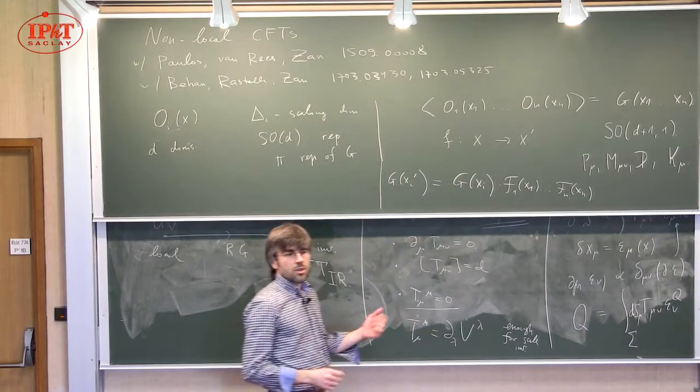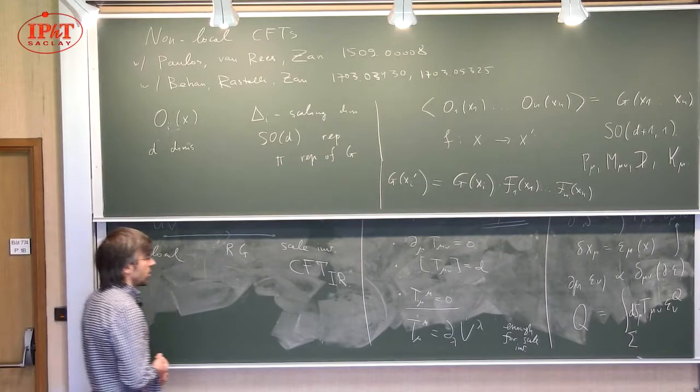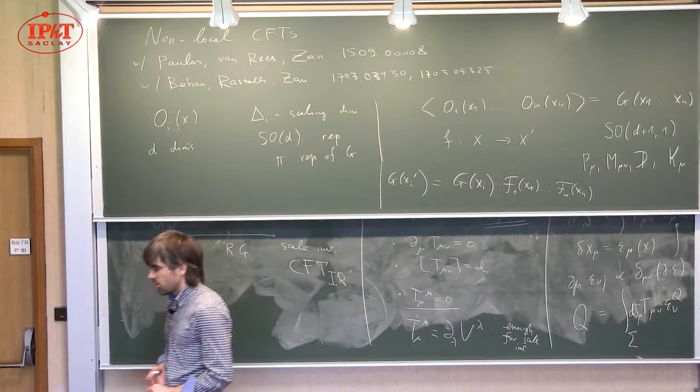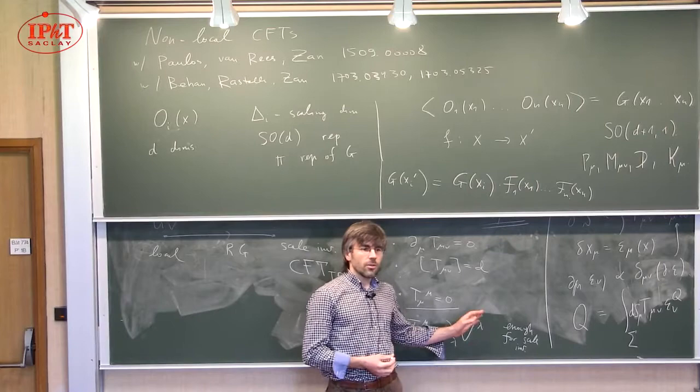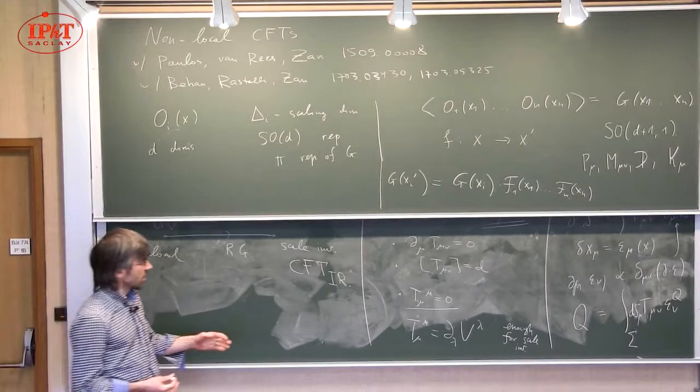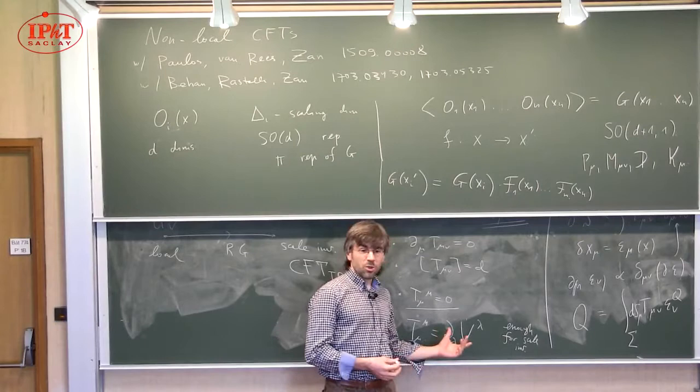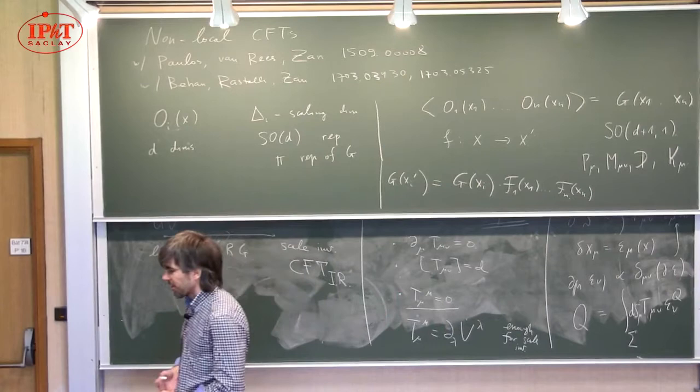And the way I personally understand why this does not happen is that, if you have an interacting RG flow, not necessarily strongly coupled, then for this condition to hold, V_λ has to be a vector operator of dimension d minus 1, because the stress tensor has dimension d. And moreover, it has to be not conserved, because if it's conserved, then we go back to this equation. So basically, it's a question about genericity.